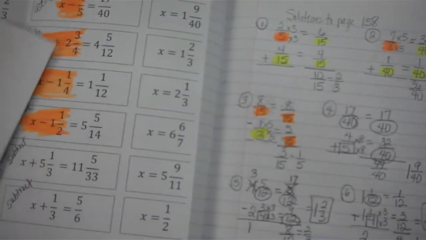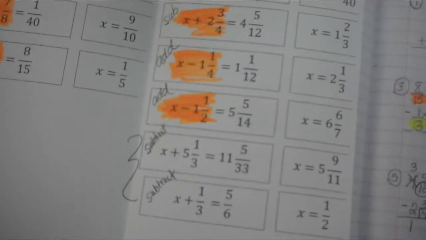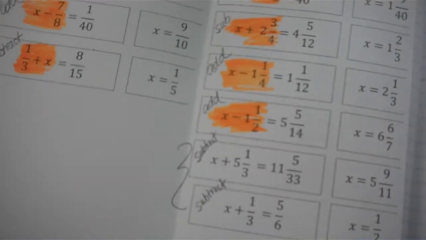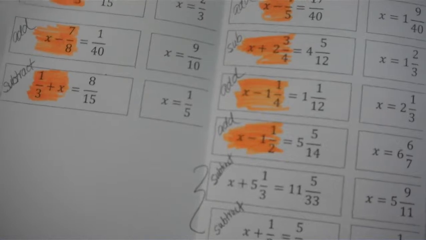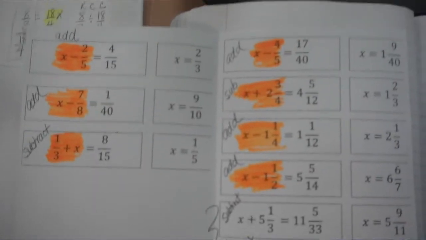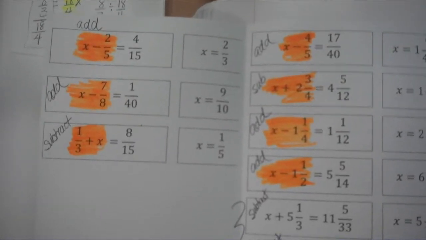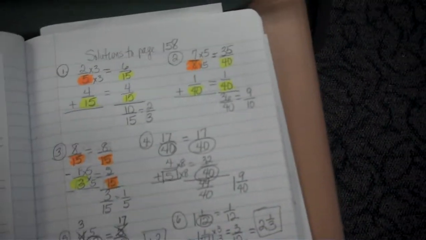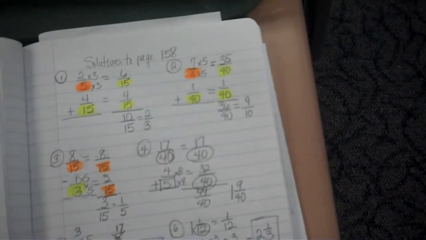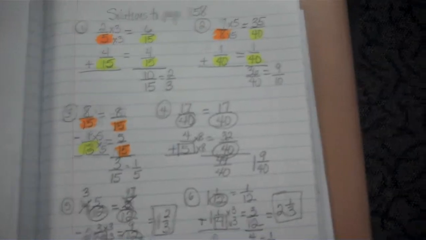Page 158 should be the sheet where we matched up the solve for x and matched up the equation with the solution. 159 should be the solutions, the actual work that you did on page 158. So 159 should be the work for that.